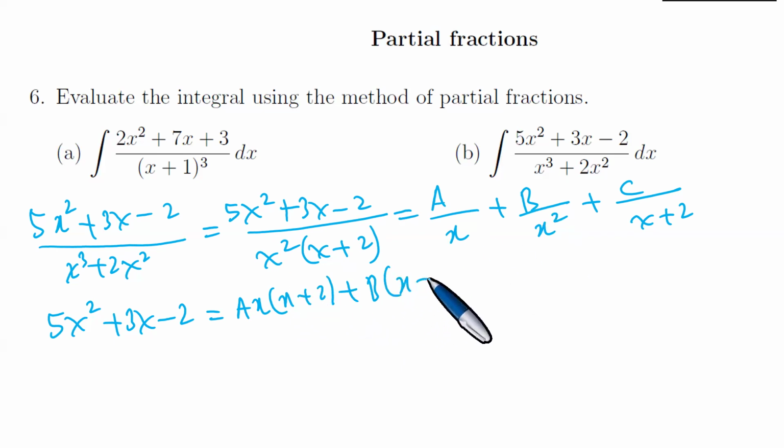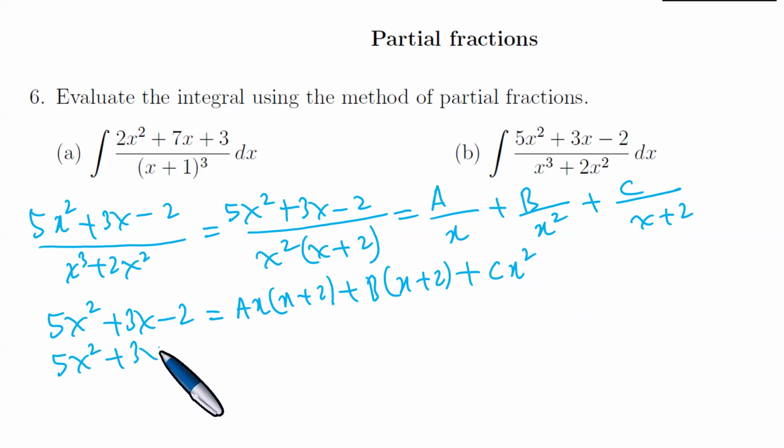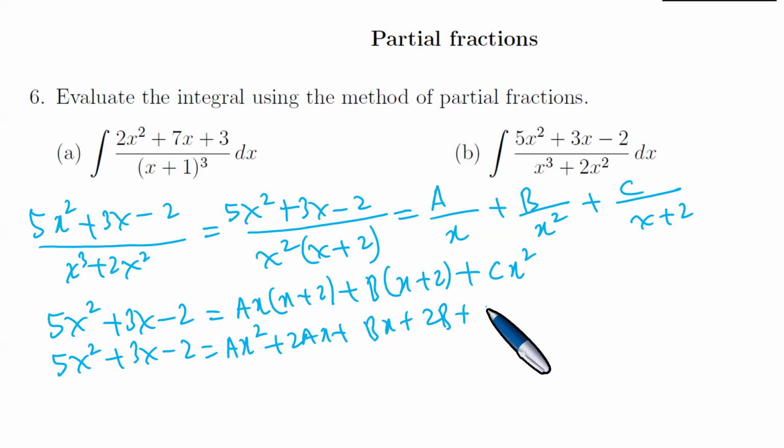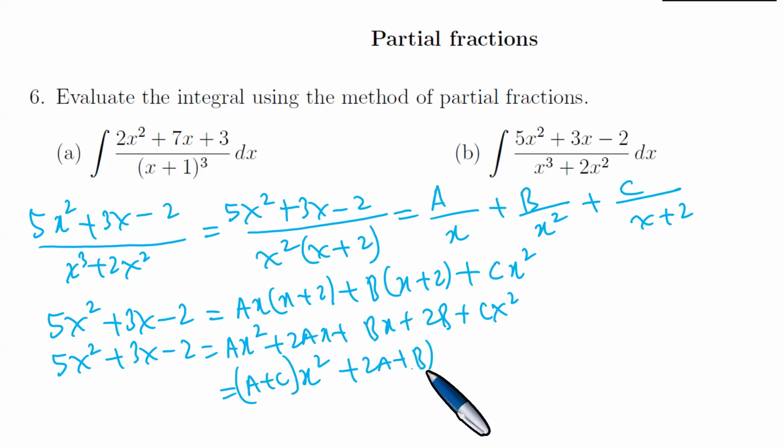Multiply this one and this one. You multiply this one and this one. x squared, 3x minus 2, which is ax squared plus 2ax, plus bx plus 2b, plus cx squared. Right, you have a plus c right now for the x squared terms, then the linear terms in x, which is this. So that in the end, you have twice b. Okay, twice b is equal to negative 2.